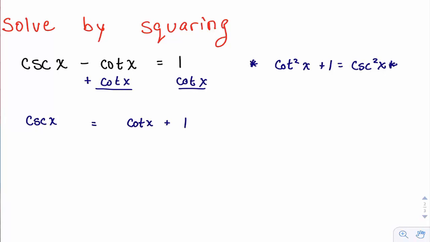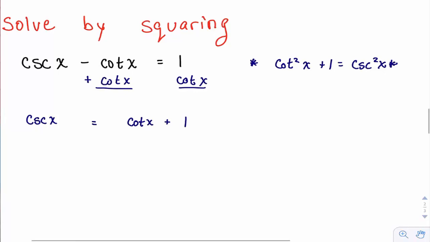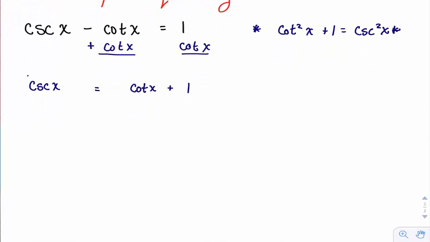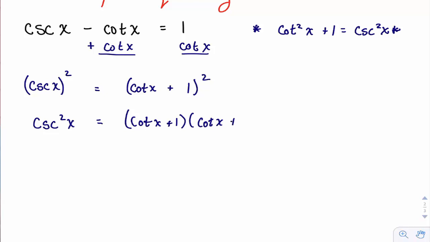But now I can square it. I have that opportunity. This is an equation. I can do whatever I want to one side of an equation, as long as I do it to the other side of the equation. So I'm squaring both sides. That's going to give me cosecant squared x. And this guy is going to now be cotangent x plus 1, and then cotangent x plus 1. So I'm going to go ahead and FOIL that one out. So this gives me cotangent squared x plus 2 cotangent x plus 1.